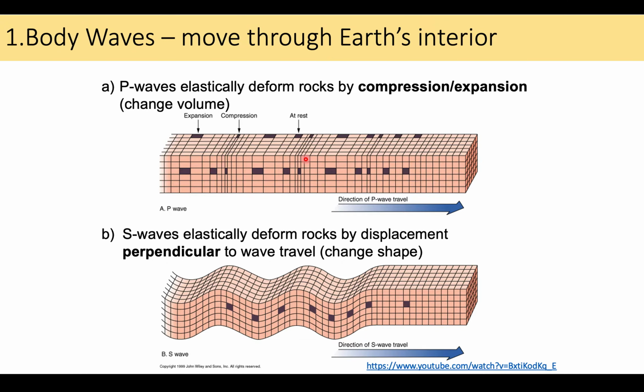S waves deform rock by displacing perpendicular to the direction of the wave travel. So if the wave is traveling this way, the S wave is going to make zigzags. And I have a video to show, I think on the next slide, that is a little bit more clear. So the P waves always arrive first, the S waves always arrive second, and they are a different type of wave, so they move and deform rock differently.